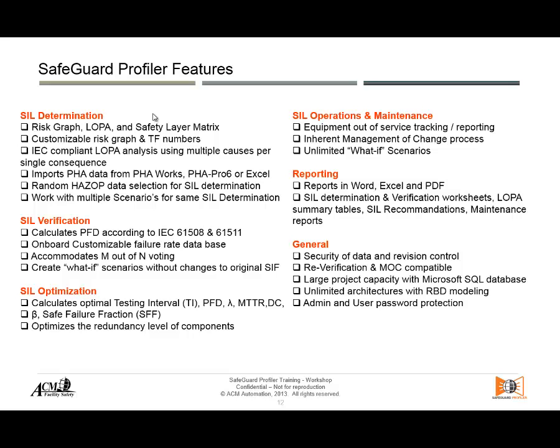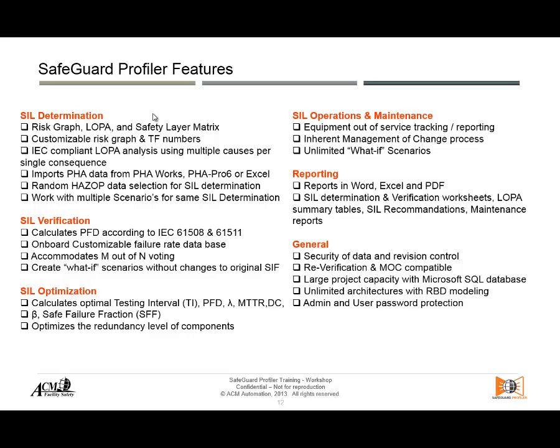So we also have the possibility to include a beta factor. So that is a common cause factor. How does that influence your redundancy of your equipment? So we can also optimize the redundancy level of components. I will show you how to work with the software in such a way that the software by itself is going to find out what would be the best combination of a group of sensors, for example. What combination, meaning the architecture with respect to redundancy.